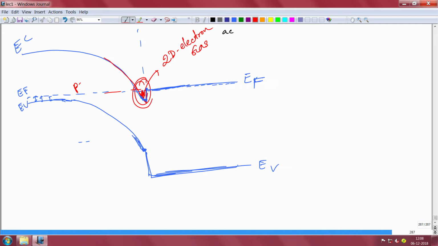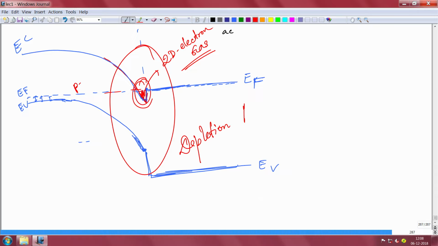You see, because there is a very high density of electron gas, this is highly conducting. So in this junction, your depletion approximation cannot hold true. The depletion approximation that we use in our conventional PN junction does not hold true in this case.